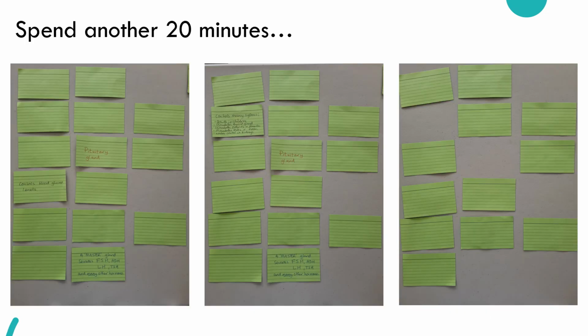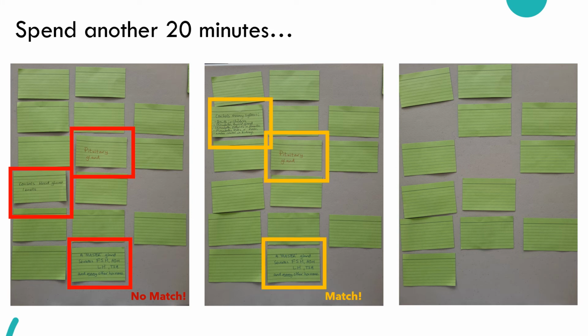Spend another 20-minute revision session trying to put the cards in the right spaces and matching them up. Each time, check your answers. Time how quickly you've been able to match the cards. Repeat this during the 20-minute session as many times as you can.